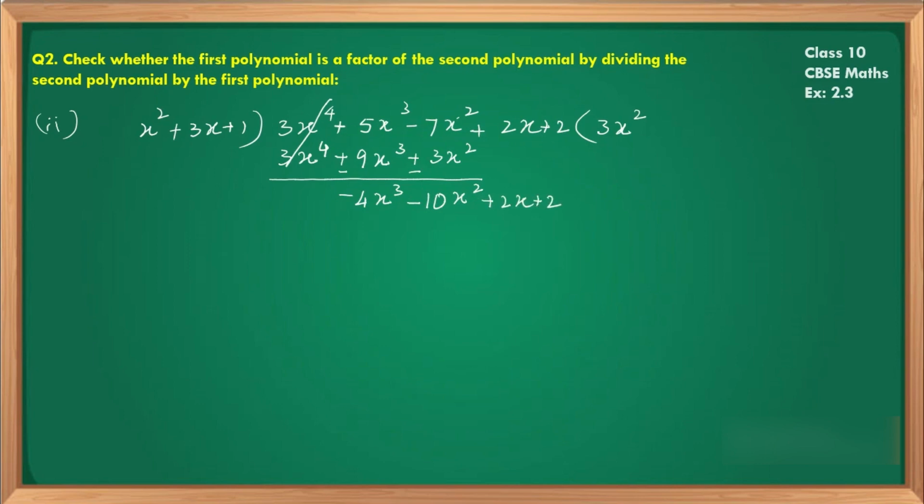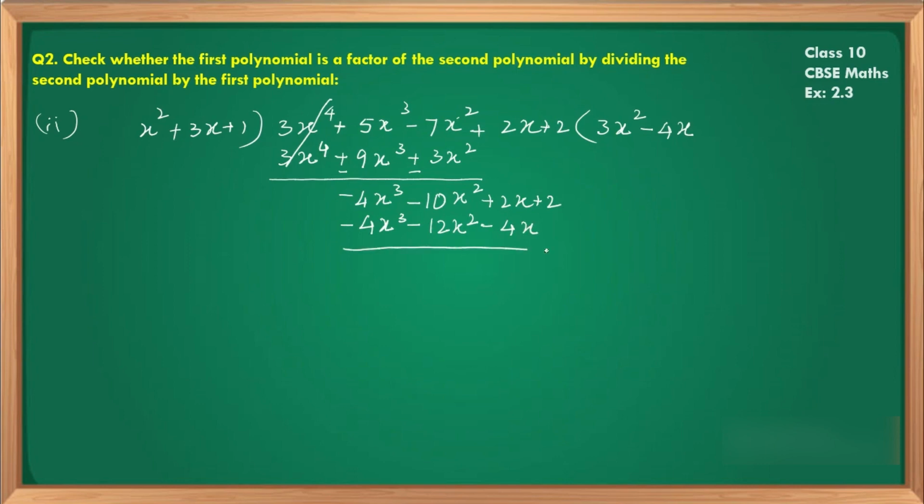The second stage of division is, you have to multiply minus 4x so as to get minus 4x cube. Minus 4x into x square gives you minus 4x cube. And the same minus 4x when you multiply with 3x gives you minus 12x square. And minus 4x into plus 1 gives you minus 4x.